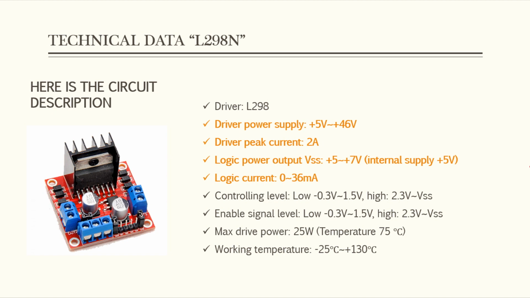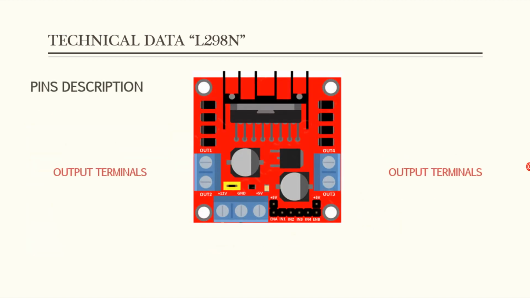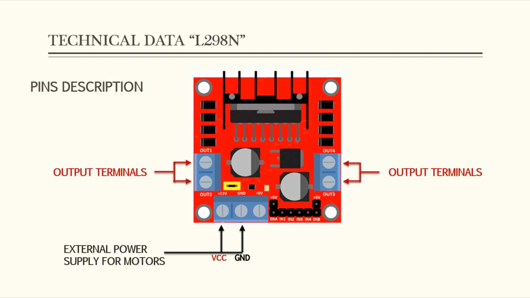About the module pins description, it has 4 output screw terminal connectors where you can connect 2 DC motors or 1 stepper motor. There is also a screw terminal connector for external power supply, so if you want to have 5 volt DC from your external power supply, you can have it from the 5 volt screw header connector by putting this jumper, as long as your power source is equal or less than 12 volt DC.